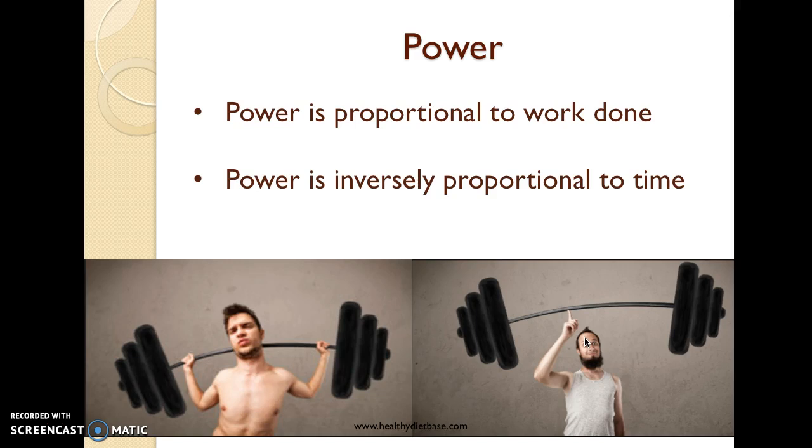I think the variables are easy enough to work with, but hopefully this gave you a conceptual overview of what power is and how we can calculate it.